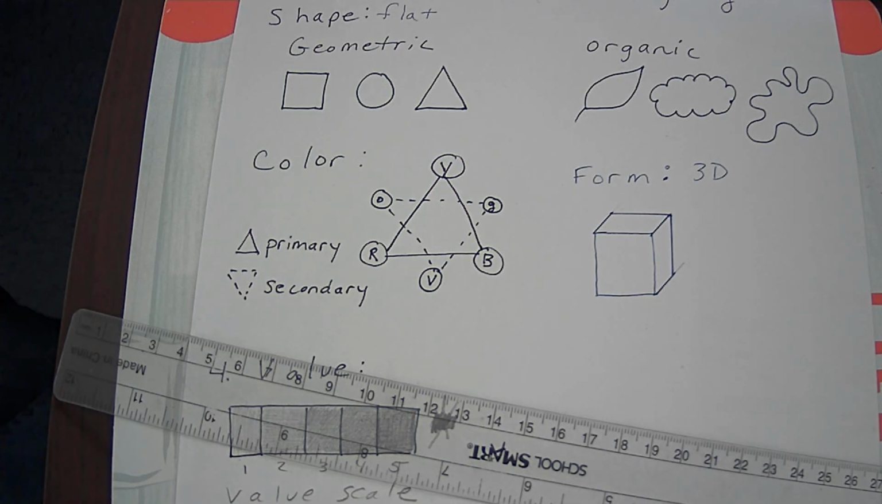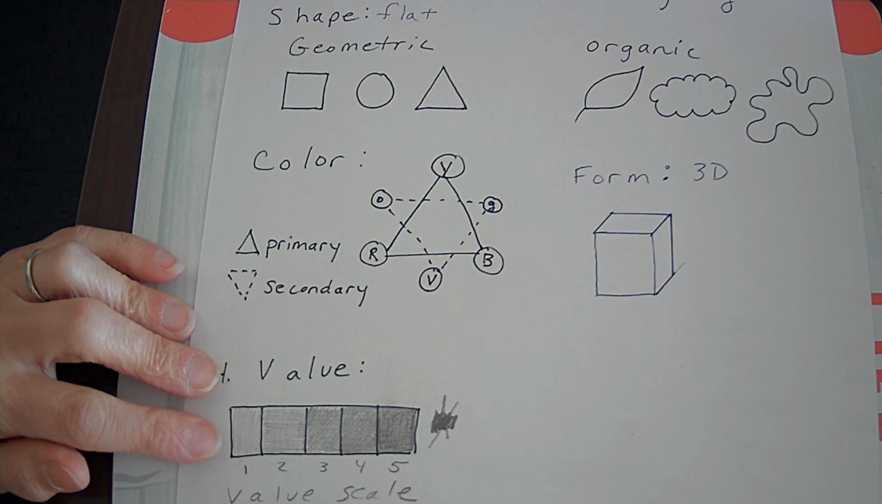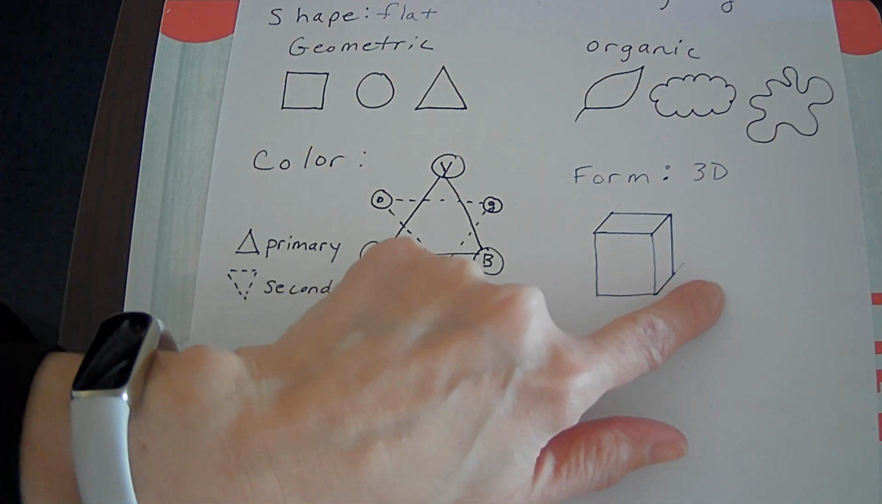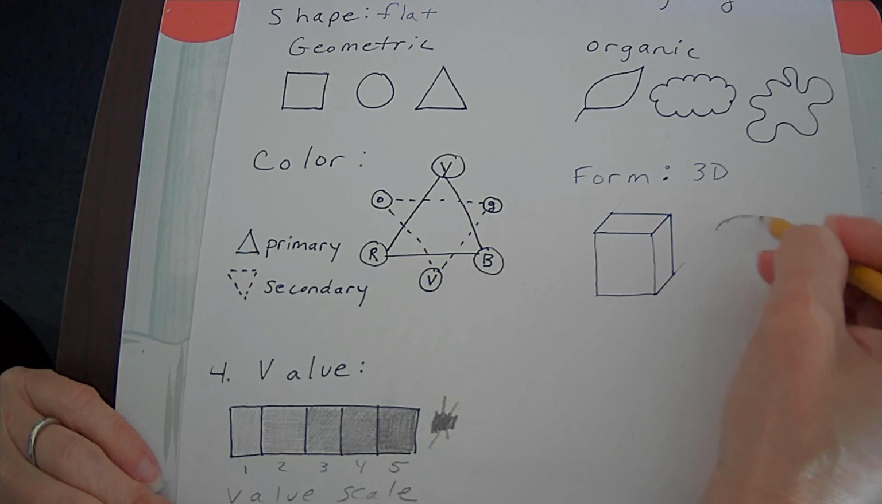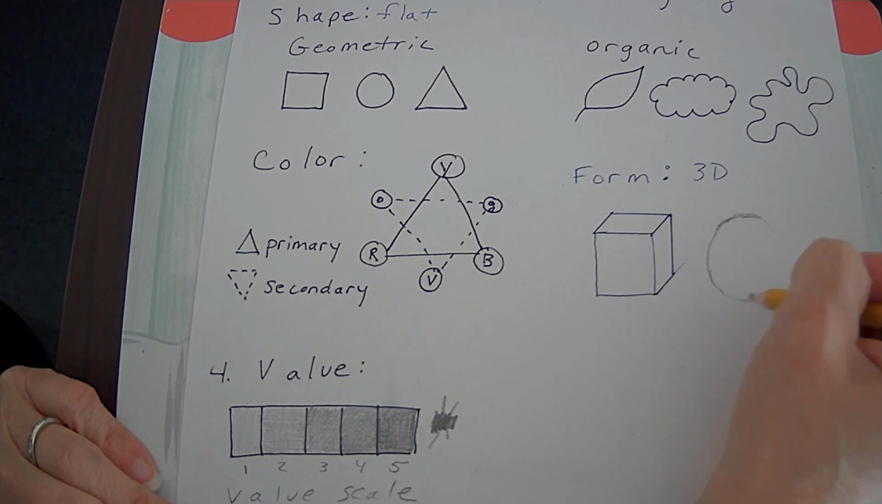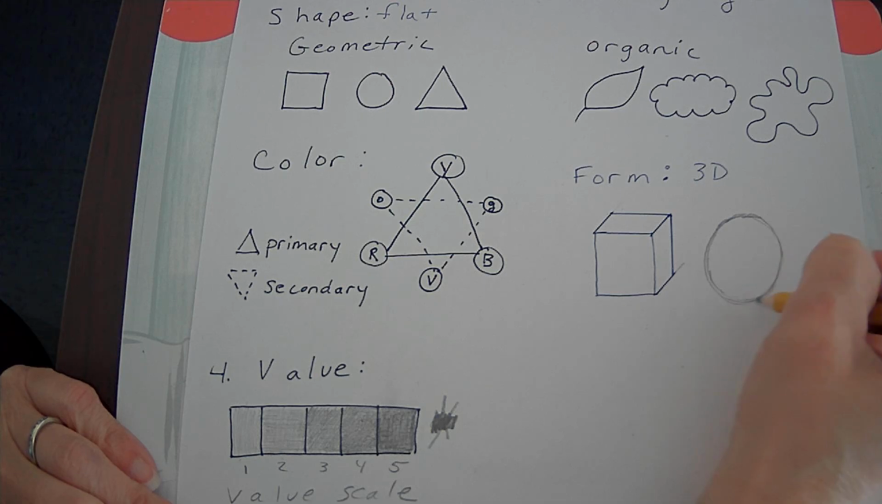Okay, next we are going to do a rounded object. So we're going back to our values. We're going to do a circle here, and then we're going to shade our circle to make it appear 3D. So I'm just sketching out a circle as best I can. Does not need to be perfect. And we're going to do a basic form.